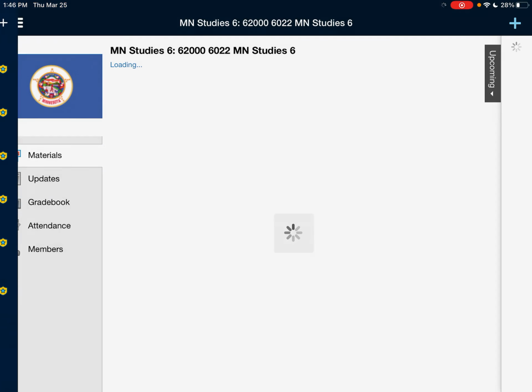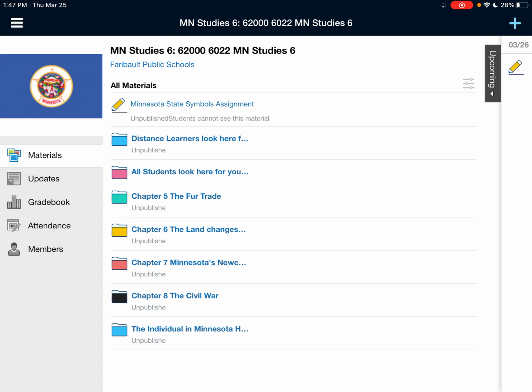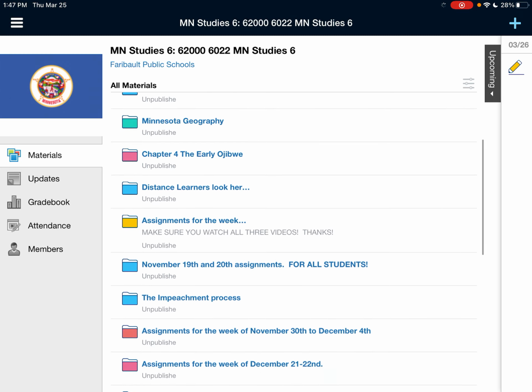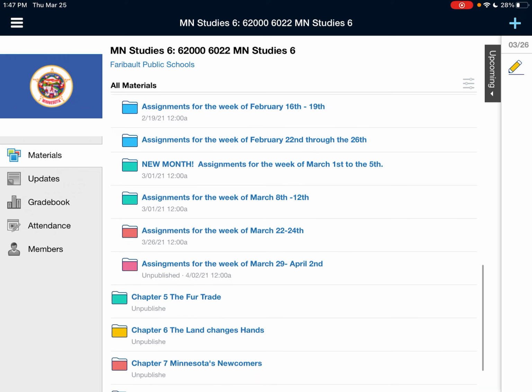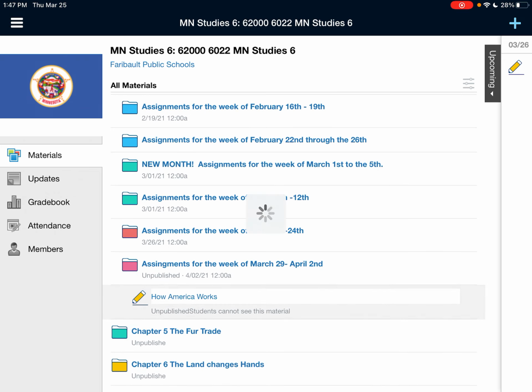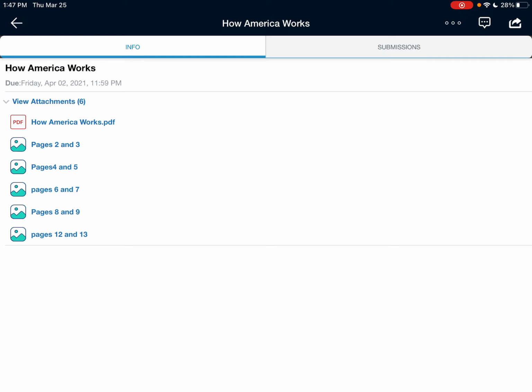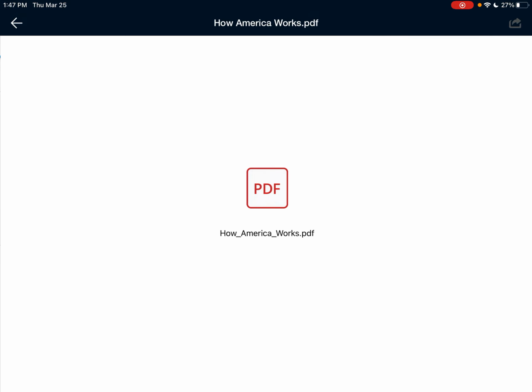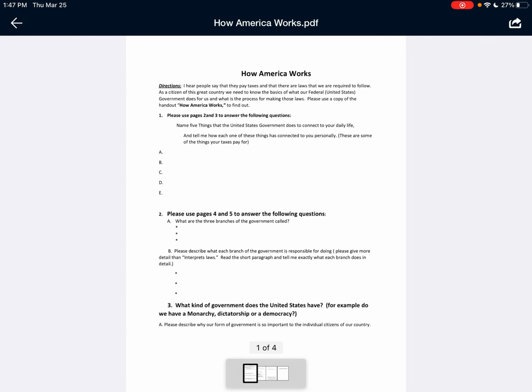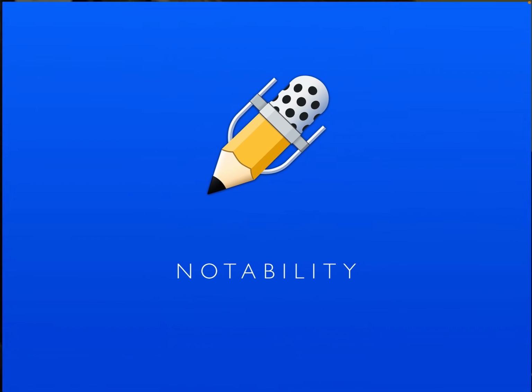Alright, let's take a look at our assignment. The first one for this week is a good size one called How America Works. One of the things we're looking at in Chapter 7 is not only the newcomers coming here to Minnesota, but also taking a few minutes to talk about how our government works. So what I'd like you to do is take this PDF called How America Works and upload it to Notability, that would be just super.